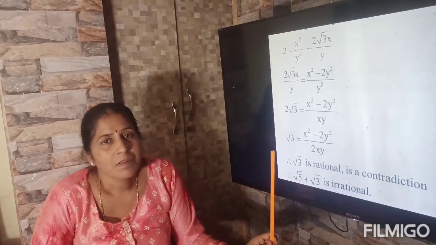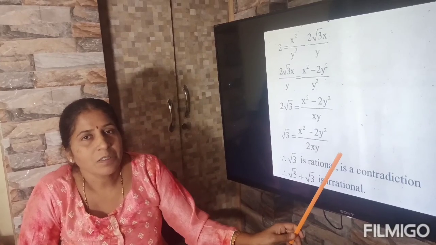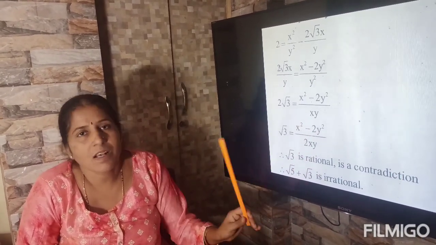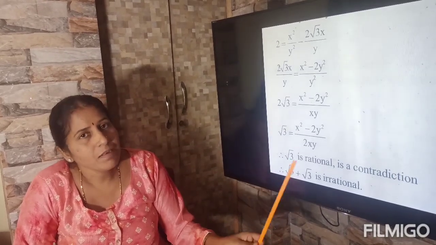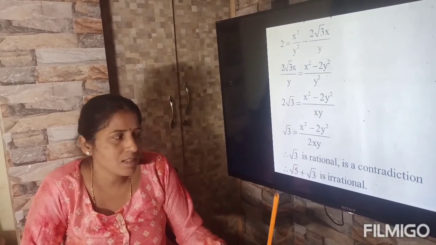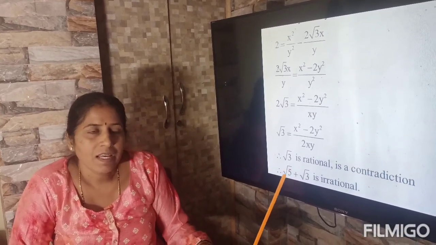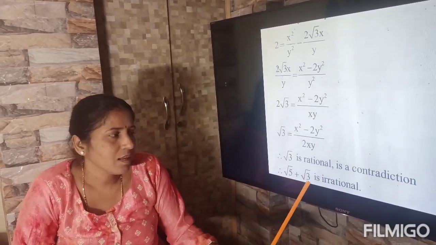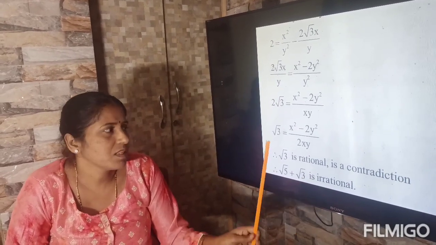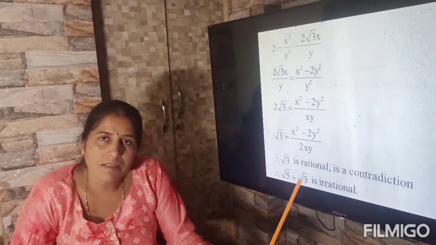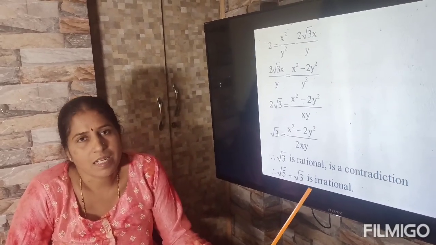Like the previous sum, I have to write according to this equation. This is rational means this root 3 is also rational. But we know that root 3 is not rational. Therefore, the given number root 5 plus root 3 is irrational. First root 3 is irrational. Then with that, root 3 plus root 5 is irrational.